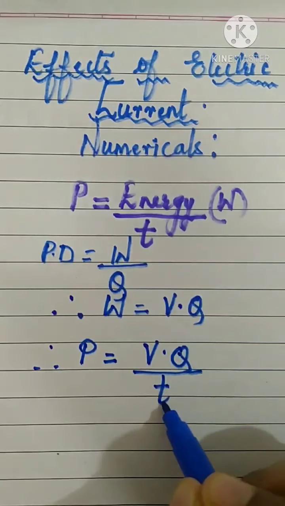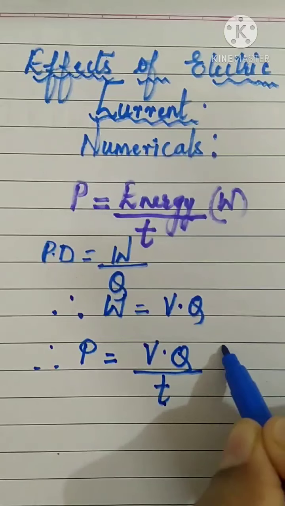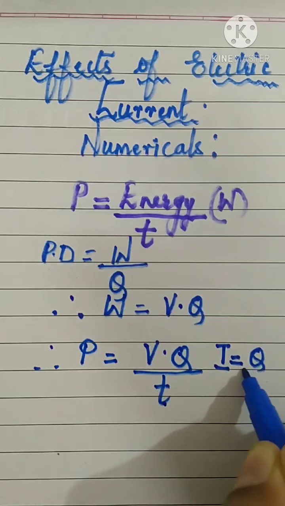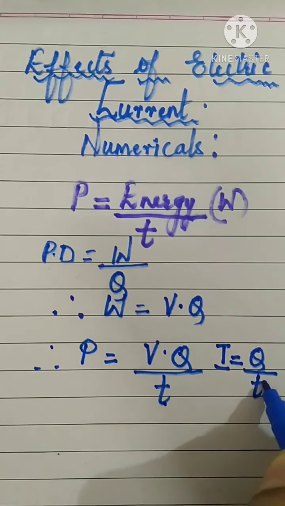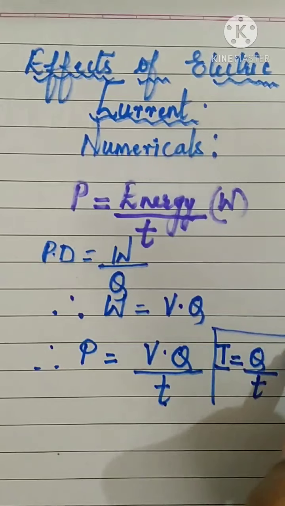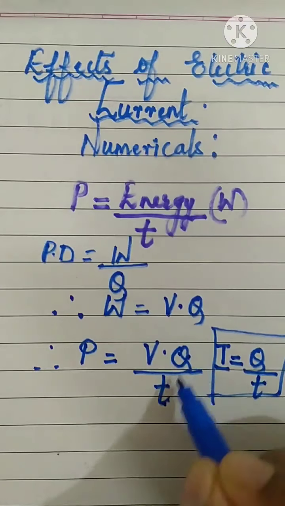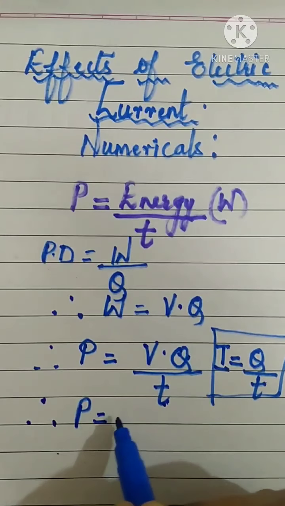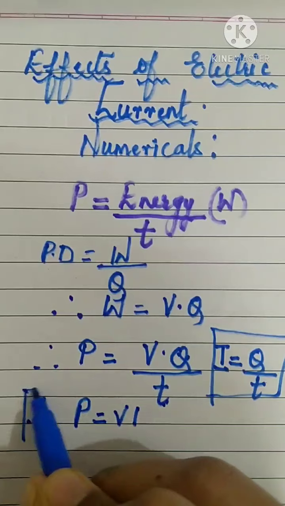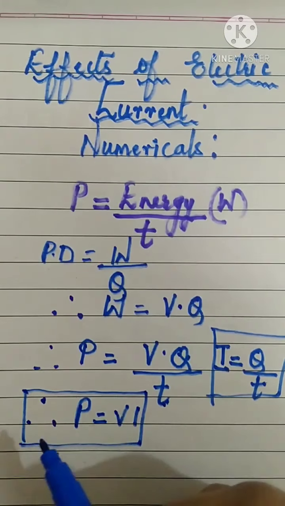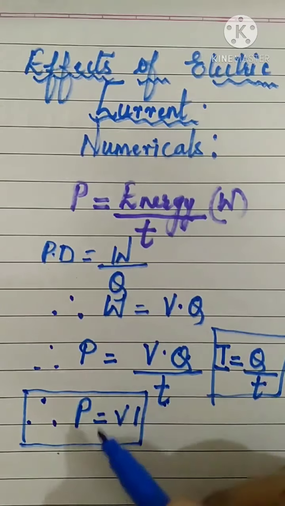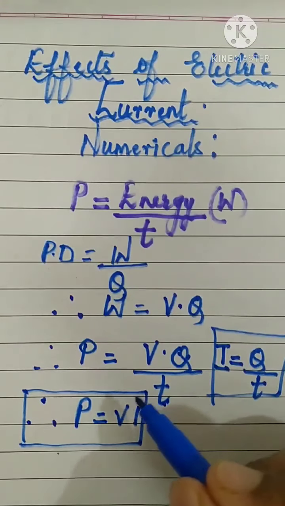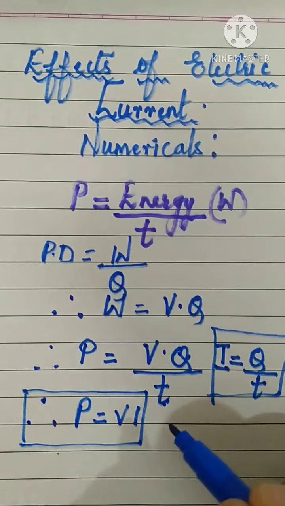Now again, Q upon T will remind us of the formula for electric current. Electric current is the charge passed through a particular cross-sectional area in unit time. So I is equal to Q upon T. So wherever you see Q upon T, you will put I. Then we got the formula of power as P is equal to VI. And I had told you to remember this formula. If you remember this formula, in place of V, you can substitute Ohm's law. V is IR, so you get I square R.